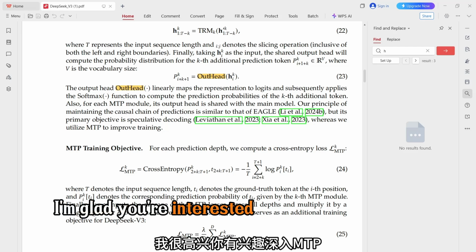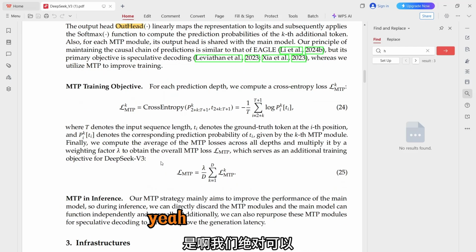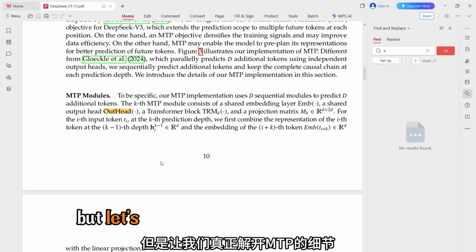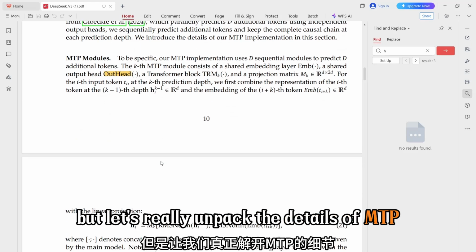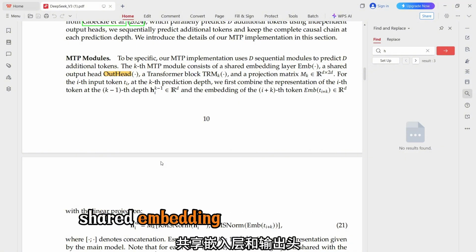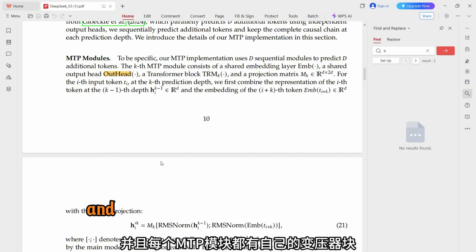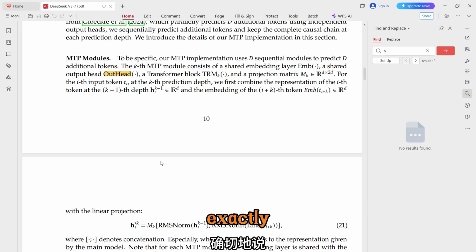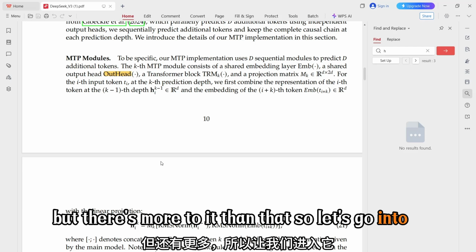Absolutely. I'm glad you're interested in diving deeper into MTP. Yeah, we can definitely elaborate on the multi-token prediction. So we touched on it, but let's really unpack the details of MTP. Right, we were talking about the shared embedding layer and output head. Yeah, and that each MTP module has its own transformer block. Exactly, but there's more to it than that, so let's go into it.